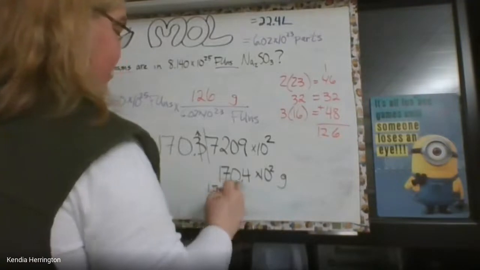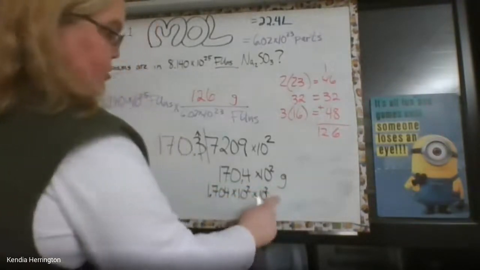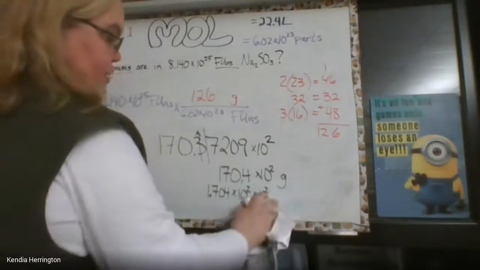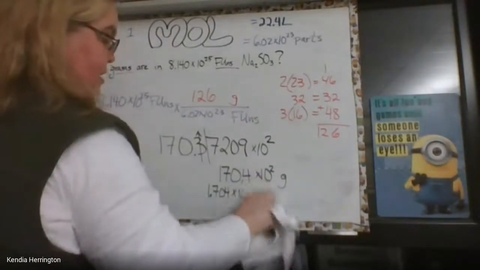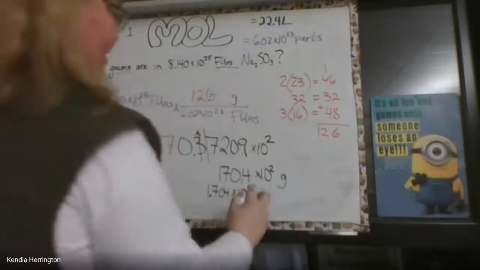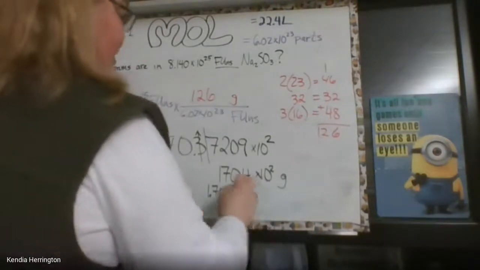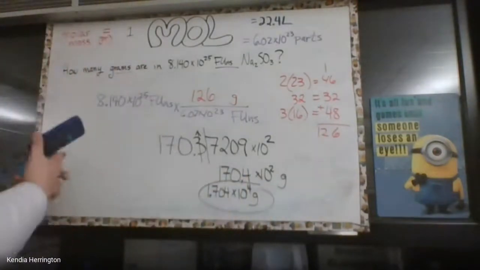1.704, I took out 100, and it's times 100. So just add those 2 together. 2 plus 2 is, I don't hear you, 4. Thank you. So we're left with 1.704 times 10 to the 4th grams. That would be your answer.